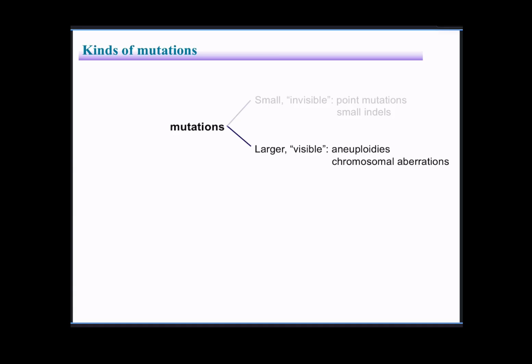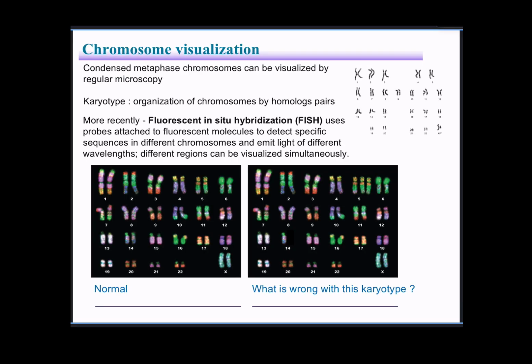So now we can move on to those larger visible mutations. And when I say visible, I mean that these are things that you can see with a regular microscope, as long as you know what you're doing and you know how to carry out certain techniques for seeing chromosomes inside of cells. And these larger visible mutations are divided in aneuploidies and chromosomal aberrations, and we're going to discuss those next. So first, let's talk about aneuploidies.